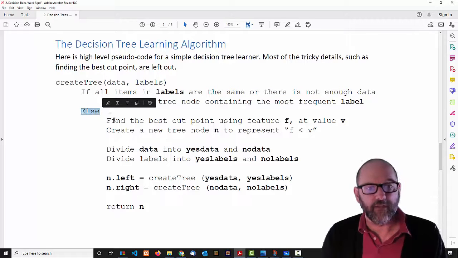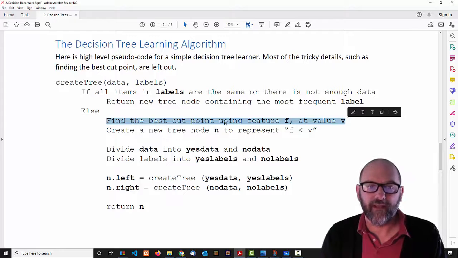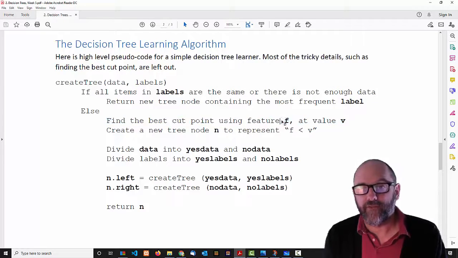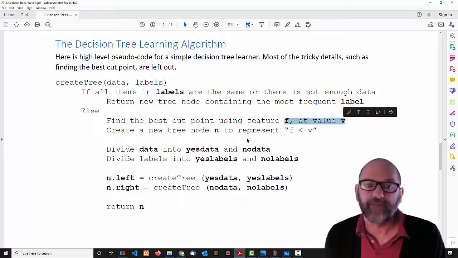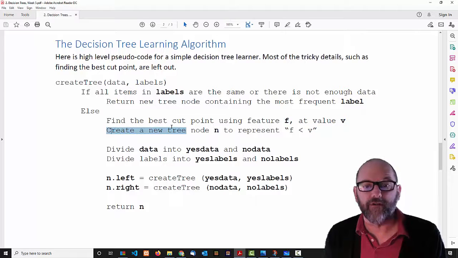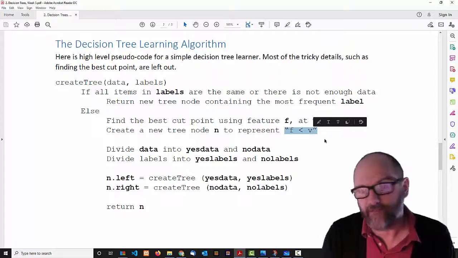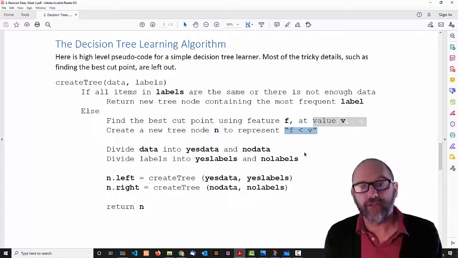If you decide that you're going to do a cut, then you have to, and there's a lot of work in this one line here, find the best cut point using some feature f at some value v. So you're going to have to search through all the features and all the values and figure out what's the best cut point using some measurement. So there's a lot of work wrapped up in that little one line there. And then you create a new tree node that represents f less than v, or I was using f greater than v, it doesn't matter which one you use, it's your choice.